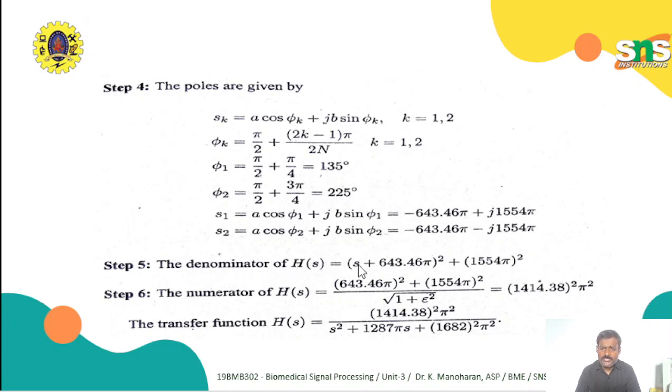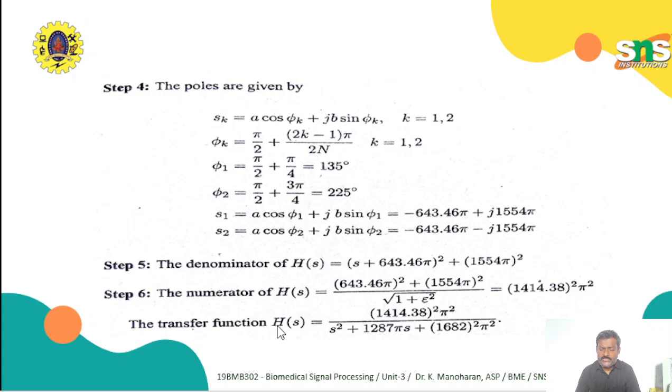So the denominator function is: we take s plus real part, whole square, plus imaginary part square. This is the real part and this is the imaginary part. So s plus 643.46 pi whole square plus 1554 pi square. This is the denominator function. Now we need to find the numerator function. Simply substitute s equal to 0 in the denominator function, and also multiply the result by 1 divided by 1 plus epsilon square. So I am substituting s equal to 0, and I get only this expression divided by 1 plus epsilon square. This is the numerator function.